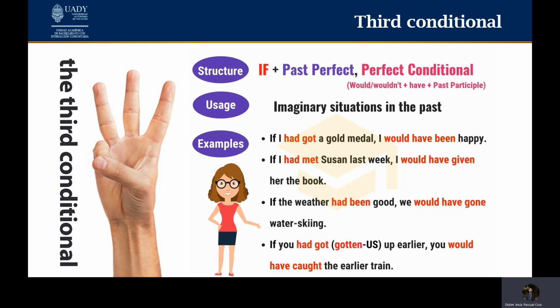So this tense expresses unreal situations in the past, like a possibility, something that could have happened but didn't. And you need to check this structure to use it correctly.